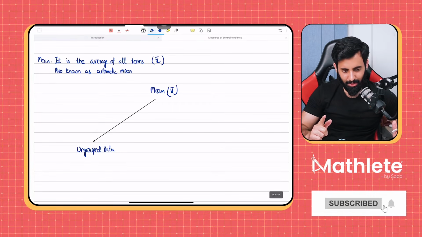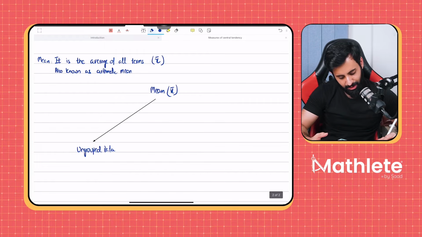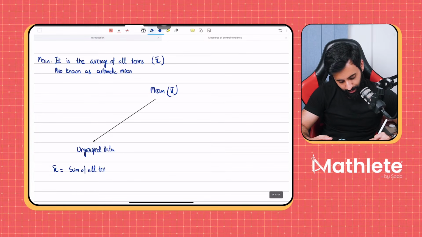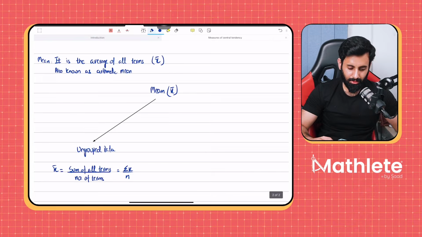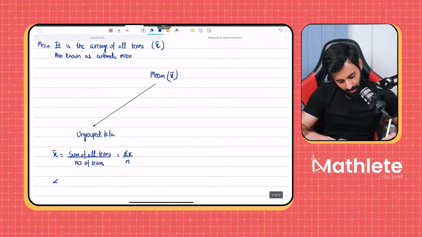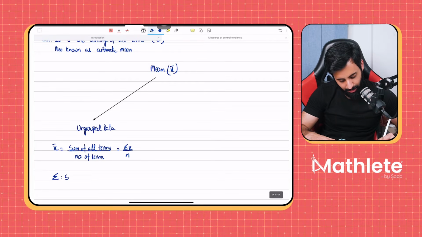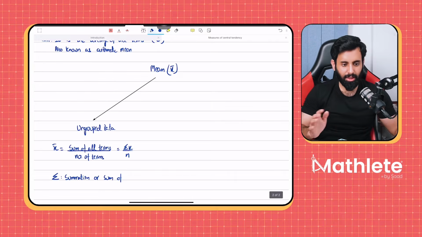Taha, you're mixing it up with median. What you're saying is median. If you're calculating mean, here's what you do: sum of all terms divided by the number of terms. Or sigma x over n. Do you know what this symbol means? Yes, this means summation, or as we say, sum of. Summation x over n.